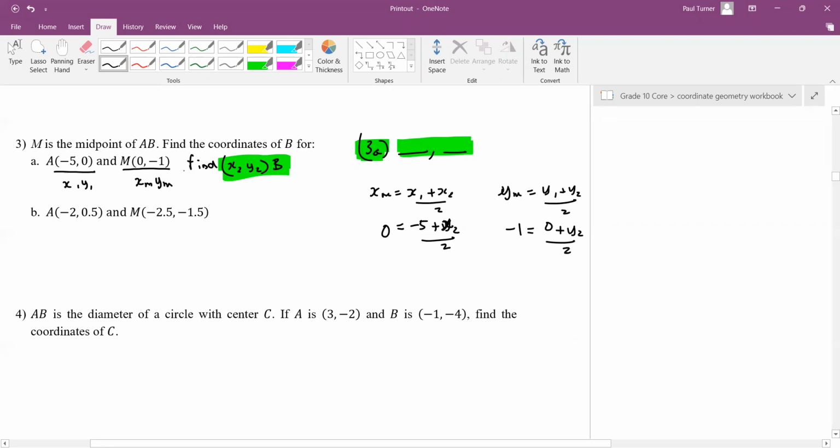So let's just check that. Yeah, okay. So now this would be 0 equals -5 plus x2. So x2 should be 5. So you should have 5 for the first number. This is point B. And this one, 2 times -1, -2 equals 0 plus y2. So y2 is -2. So you should get -2 for that point. That's point B, and M is the midpoint, okay?